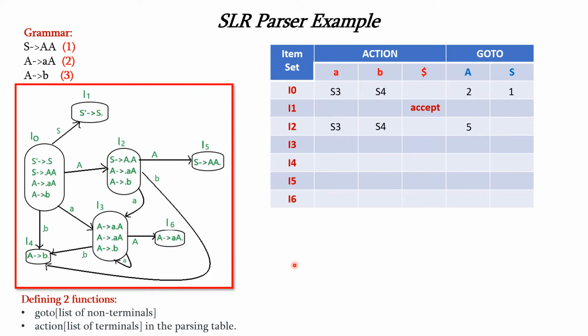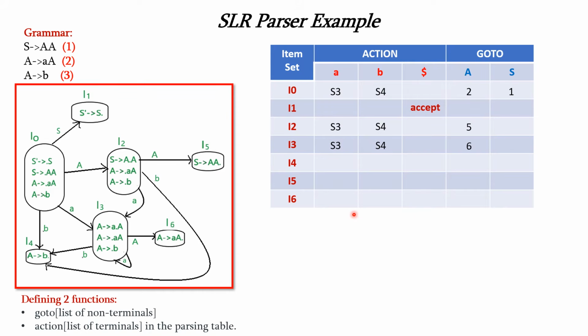Next, we have to consider item set 3. I3 on capital A goes to I6, so it will be 6. And then I3 on small a goes to I3, so it is S3. And then I3 on small b goes to I4, so it is S4. Next, if we consider I4, there are no outgoing edges, and in I5 also no outgoing edges, I6 also no outgoing edges. So we have constructed the shift operations.